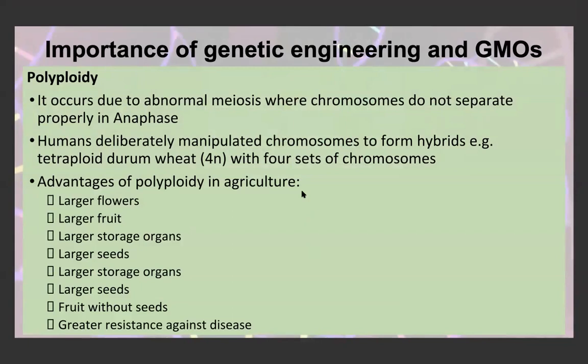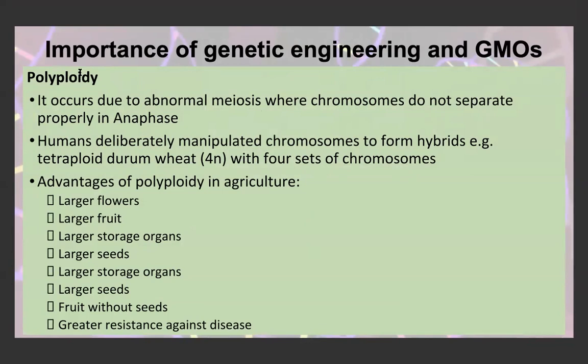Genetic engineering and GMOs are really important for a number of different things. Firstly, polyploidy. This we spoke about a little bit during the meiosis video. It occurs due to abnormal meiosis where chromosomes don't separate properly during anaphase. Humans have deliberately manipulated chromosomes to form hybrids. This is only in plants. In humans, there are no polyploid humans.